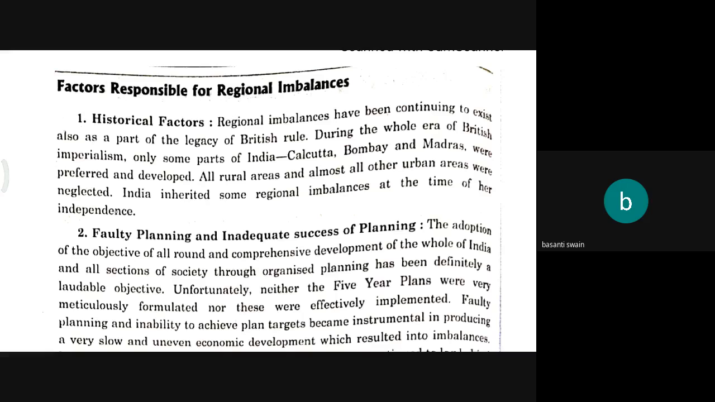All rural areas and almost all other urban areas were neglected by the British. India inherited some regional imbalances at the time of our independence.